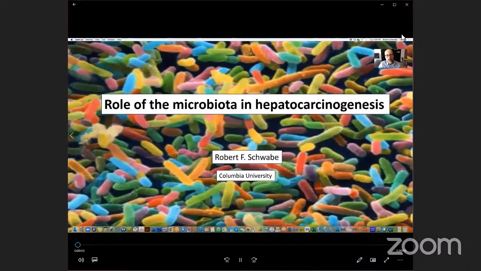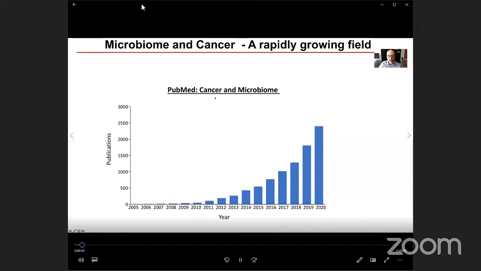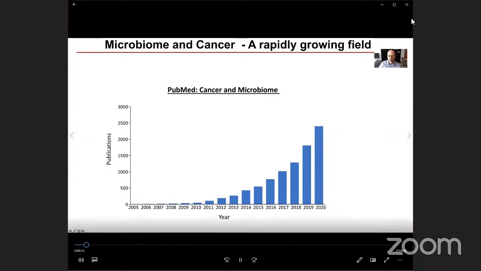My name is Robert Schwabe, and I would like to thank the organizers for giving me the opportunity to talk today about the role of the microbiota in hepatocarcinogenesis. This is a rapidly growing field. A search of PubMed with the keywords cancer and microbiome has shown that there are virtually no publications in the early 2000s, but we now have an exponentially growing field with thousands of papers per year.